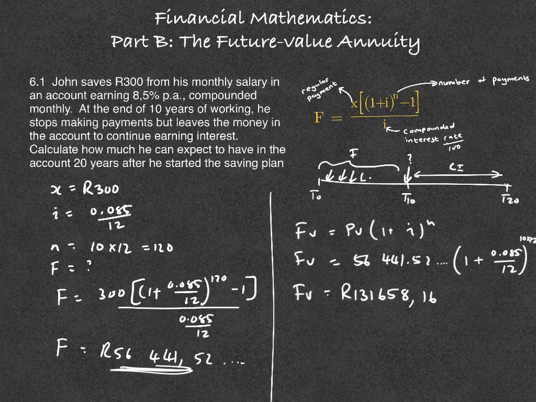Okay, so he only got 56,000 rand for the first 10 years from his annuity, and then that money grows for 10 years, right? And then it grows to 131,658 rand. Okay.